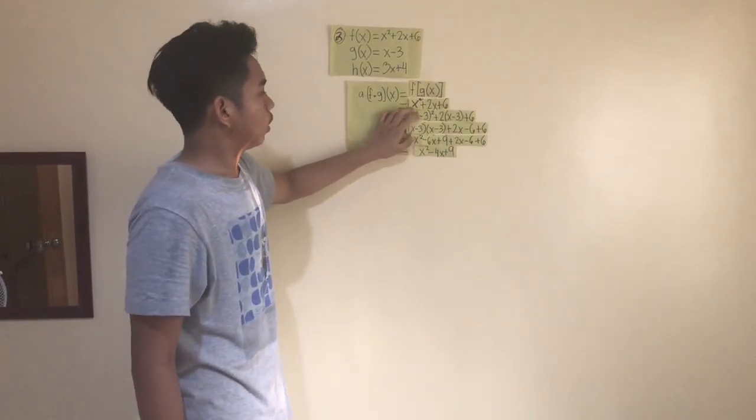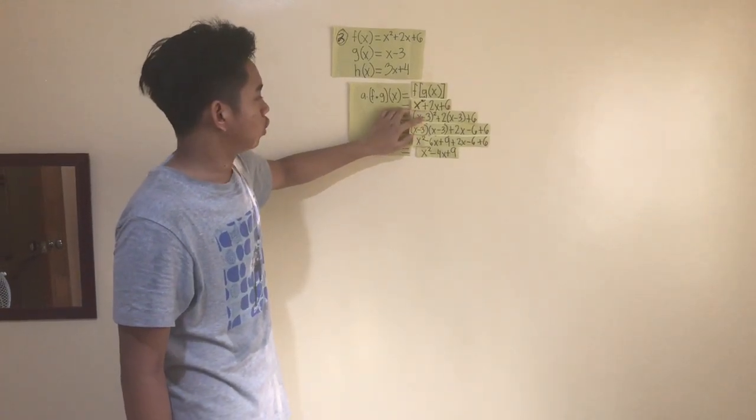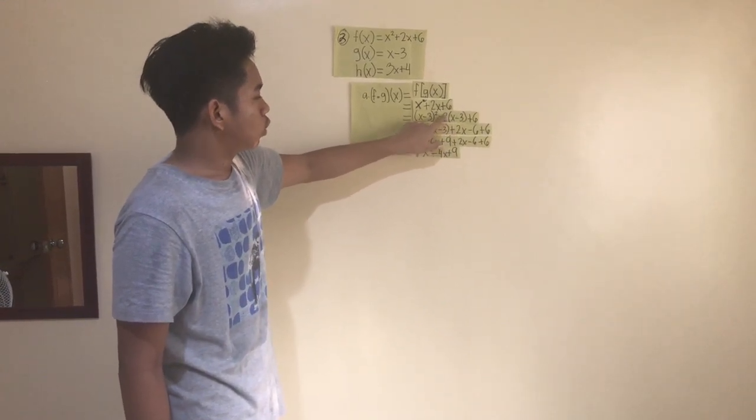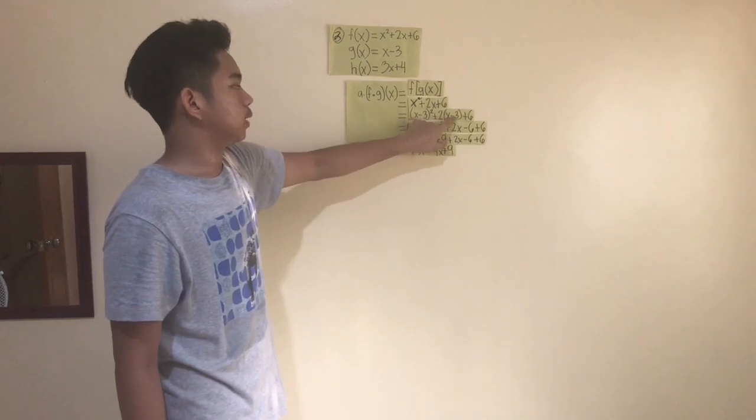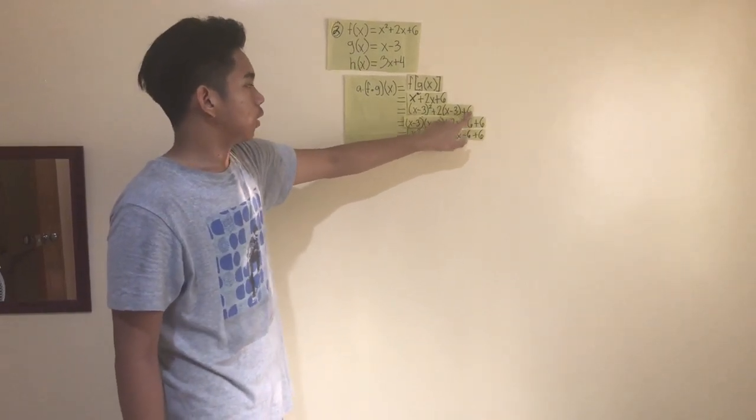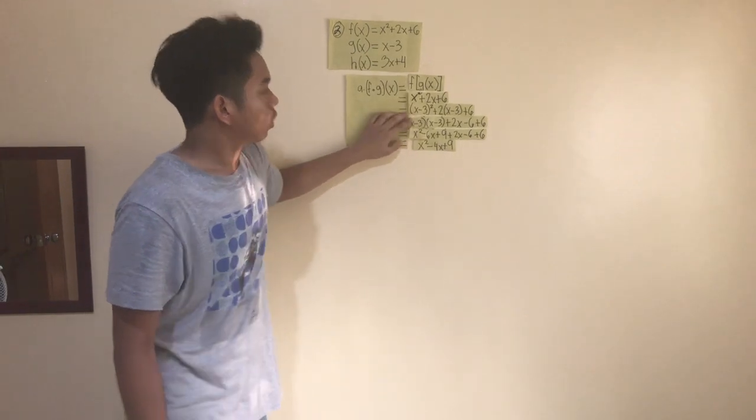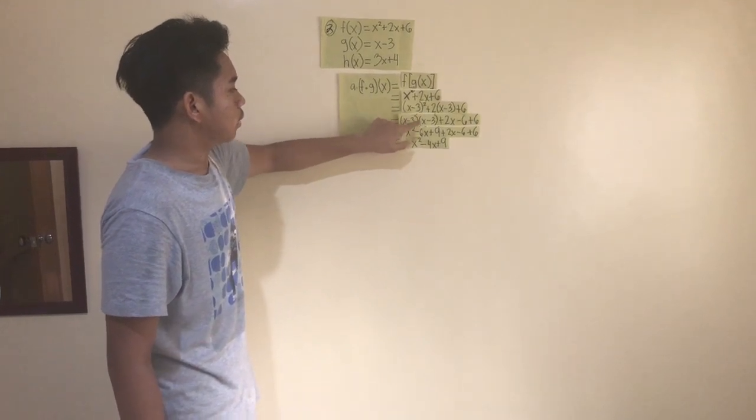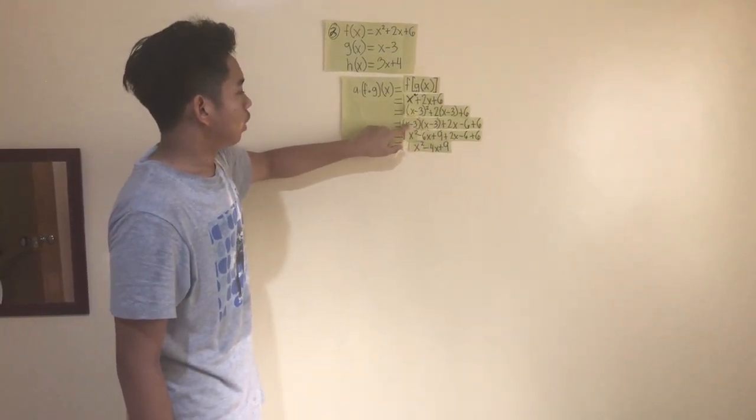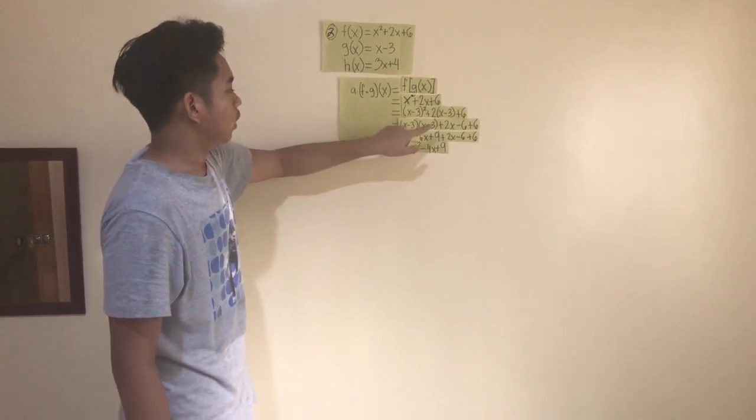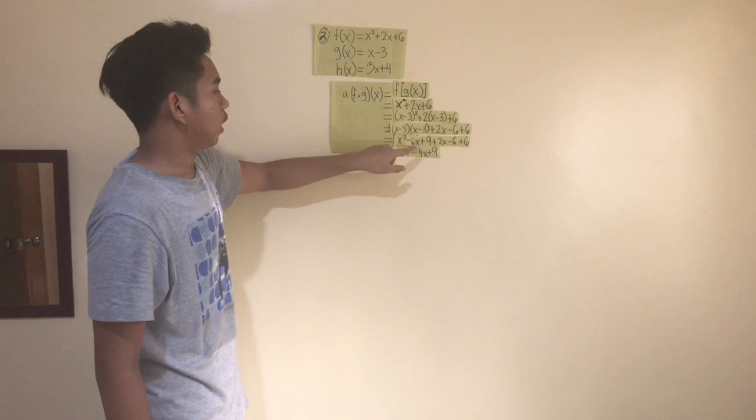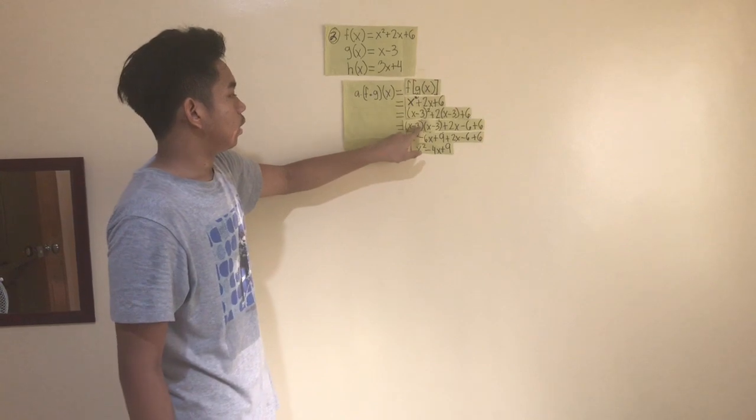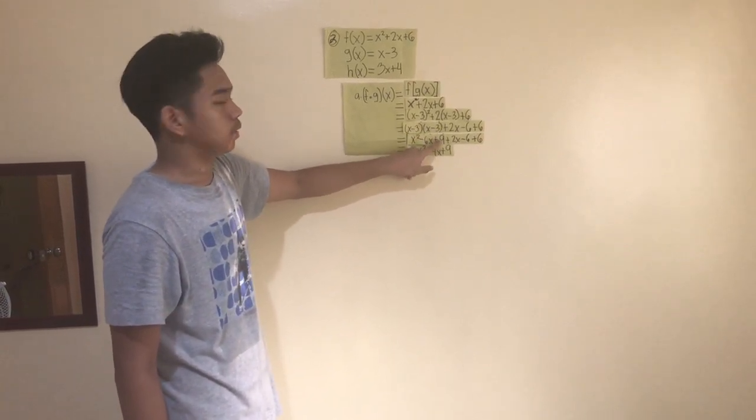And then, this one, you should do the FOIL method. So, x minus 3 and x minus 3. And then 2 times x is 2x, and 2 times negative 3 is negative 6. So, bring down 6. And then, FOIL method. x times x is x squared. And then, x times negative 3 is negative 3x. And then, negative 3 times x is negative 3x. And then, negative 3x plus negative 3x is negative 6x. Plus, negative 3 times negative 3 is positive 9.